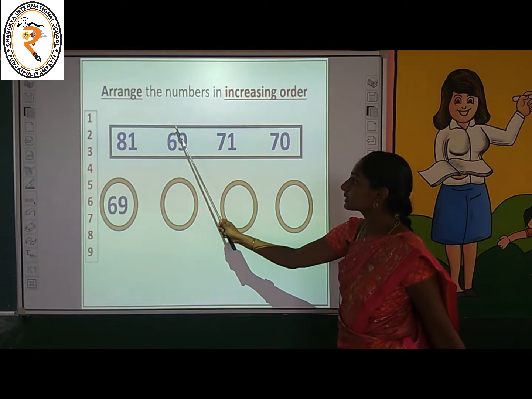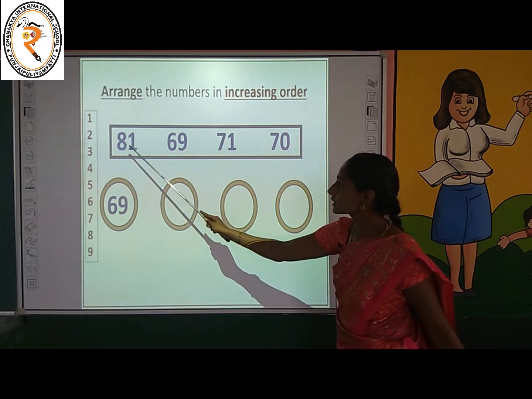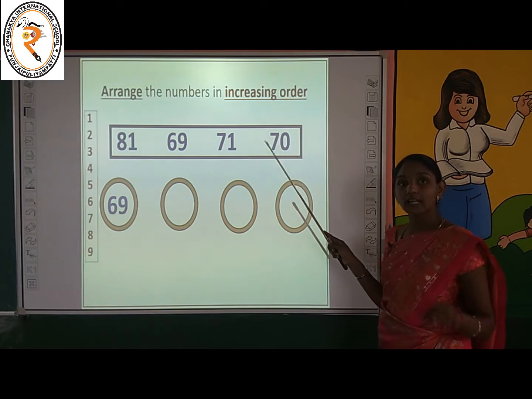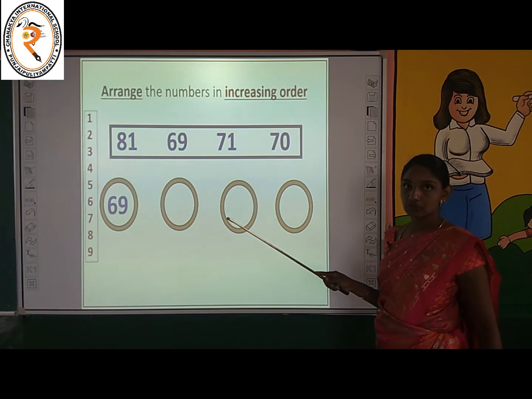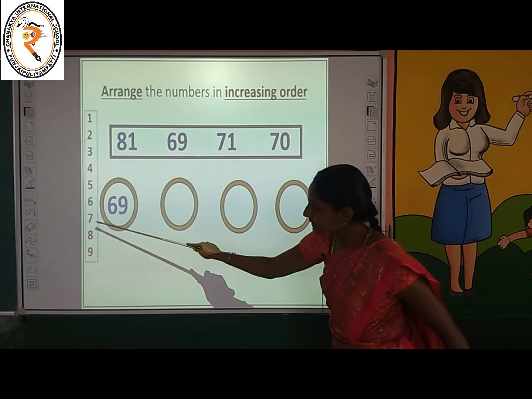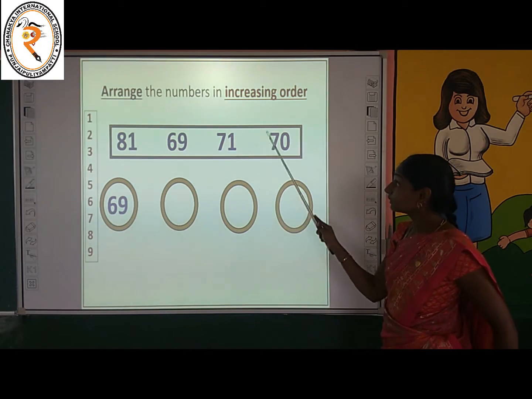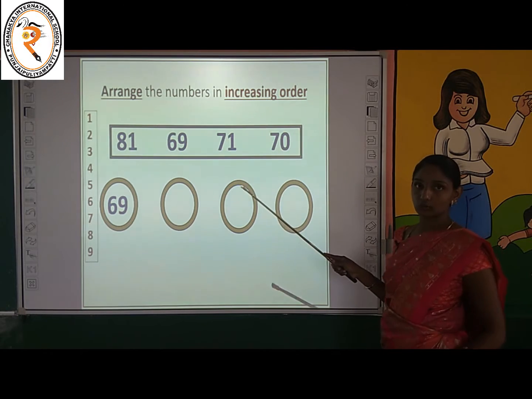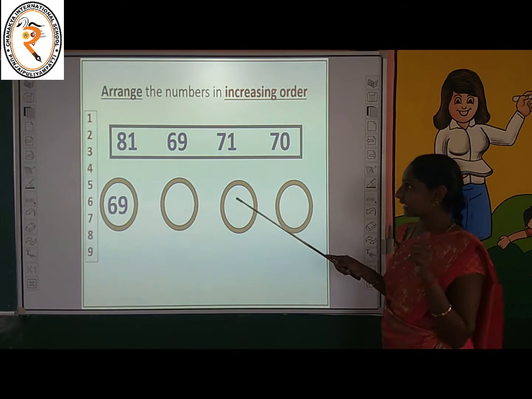Then omit the number 69. Don't see 69. See only 81, 71, 70. Now compare these three and find which is smallest. Okay, which is smallest? 8 and 7. 7 is the smallest. Now we have two numbers that begin with 7. Move on to the digits in the ones place. Are you all clear? Yes, super.